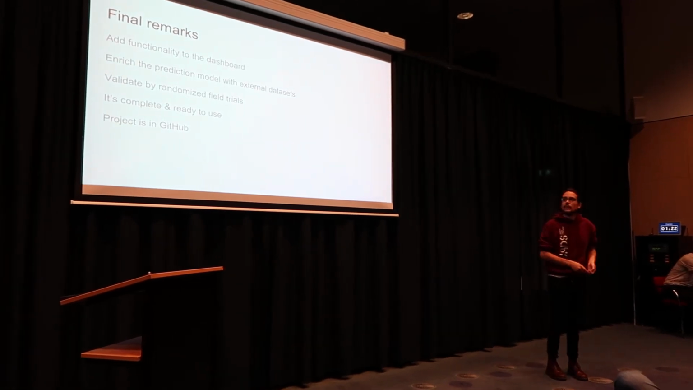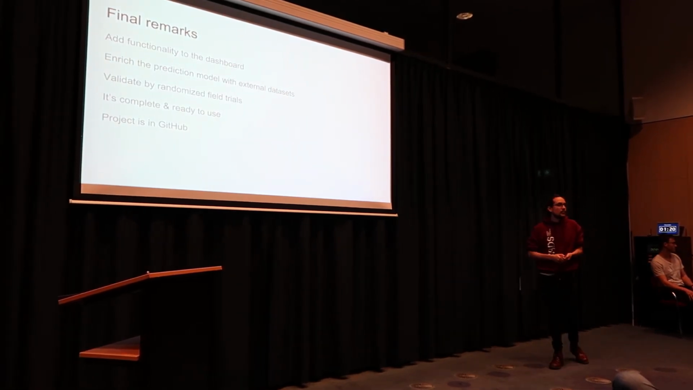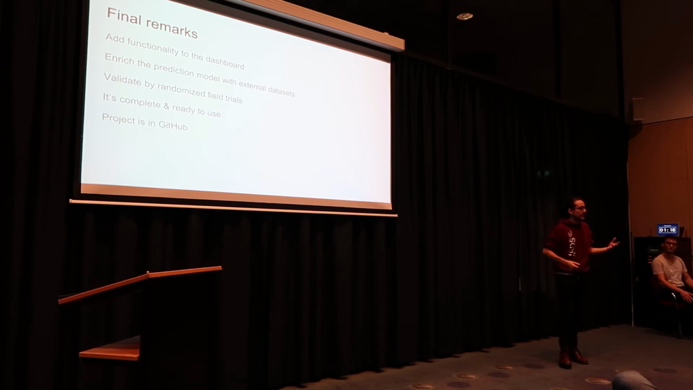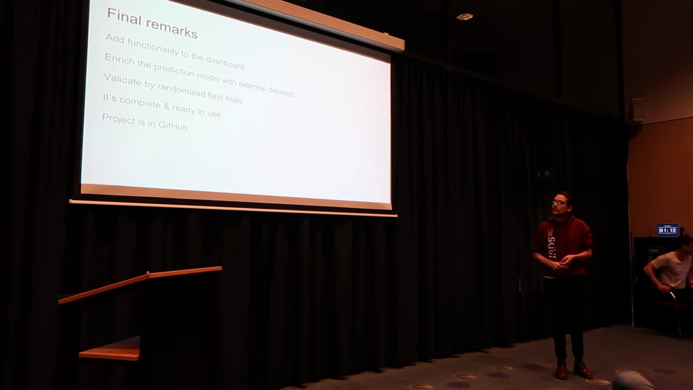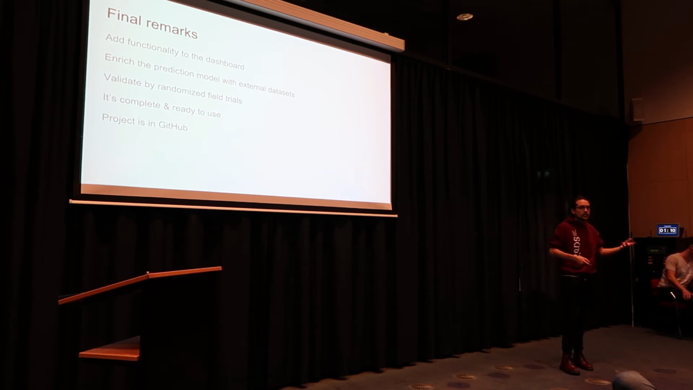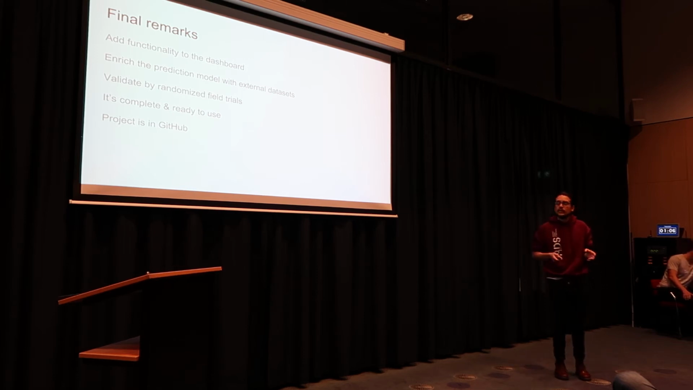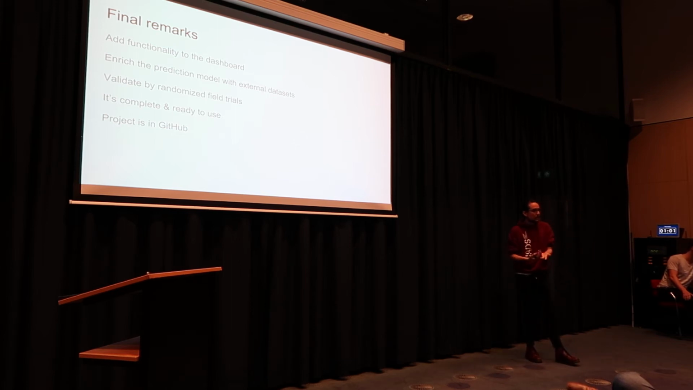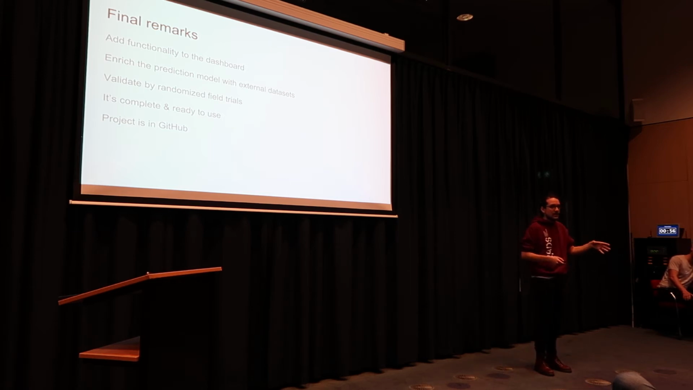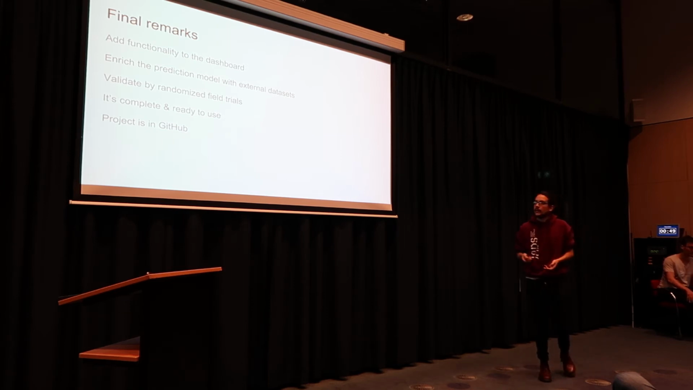So basically, final remarks. We can add more functionality to this dashboard, of course. The idea is that it's easy to use and that it's actionable. We want to enrich the prediction model with external data sets like Twitter and stuff that we have seen before. We want to validate this by randomized field trials. So the idea is that not only we know that we are policing better, but how better are we policing? So the idea is, have controlled experiments where you see, is it really helping that we are standing there and preventing crime by being just there?